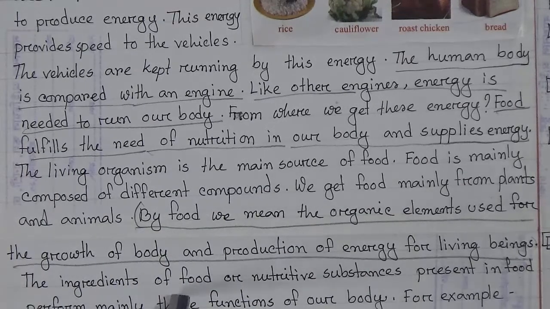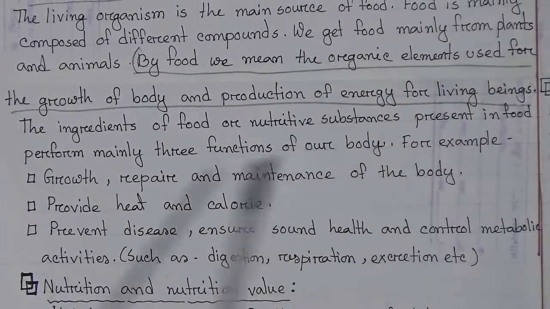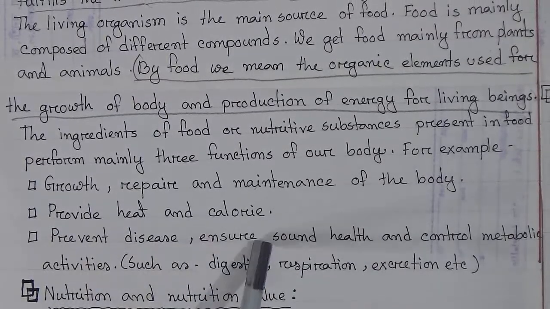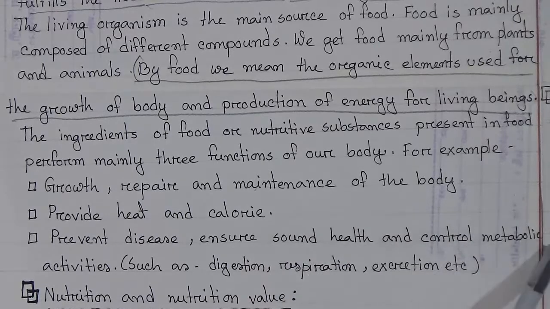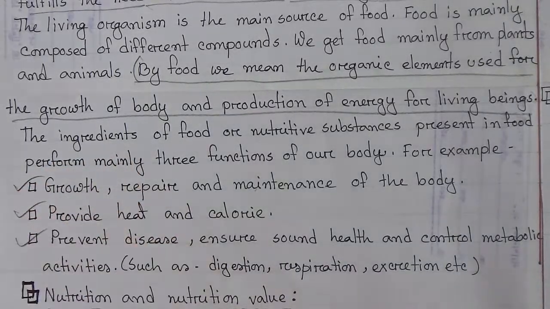The ingredients of food or nutritive substances present in food perform mainly three functions in our body. For example: growth, repair and maintenance of the body; provide heat and calorie; prevent disease, ensure sound health and control metabolic activities. Dear students, mark these 3 points. You have to memorize these 3 points. The function of nutrition or food.